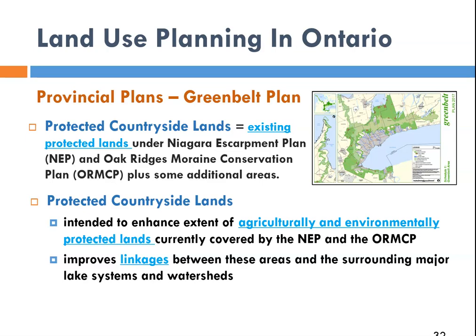So it's looking at joining those two features and recognizing that there is interaction between the natural spaces within those features. Okay, so protected countryside lands, again, the two key features. We're looking at agriculturally as well as environmentally, and making sure that we protect those linkages because we understand that they help to support wildlife and natural spaces, the habitat that are included in there, and then more protection of our watershed and the water features within those watersheds.